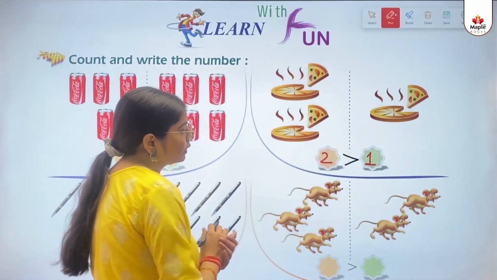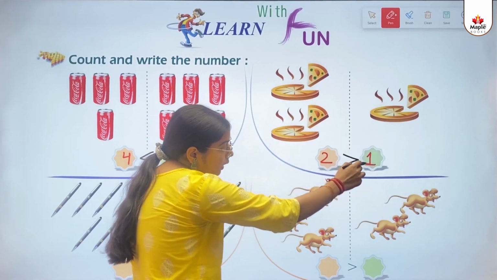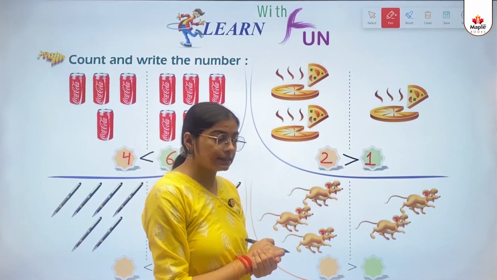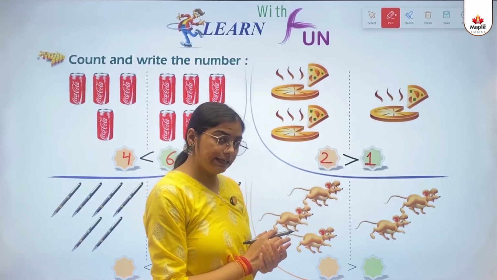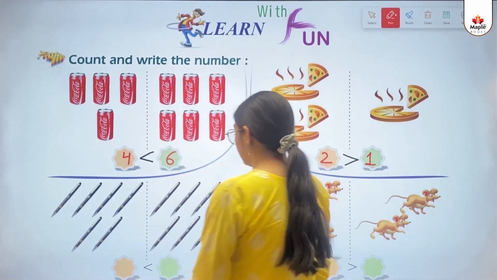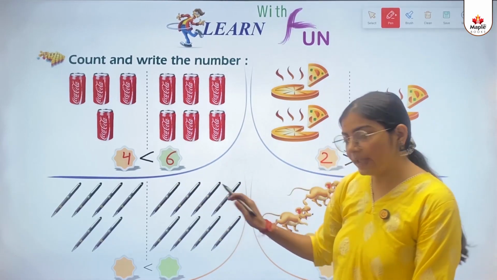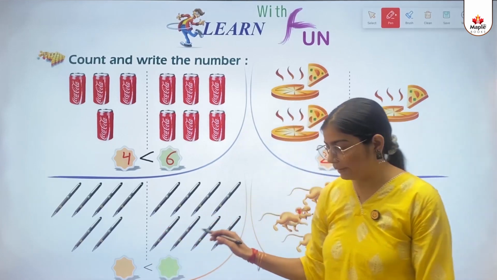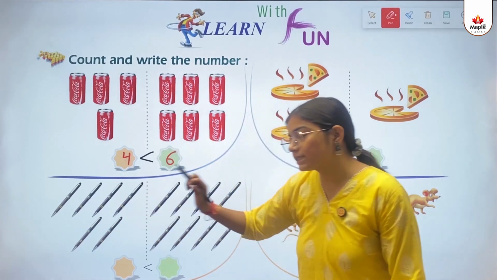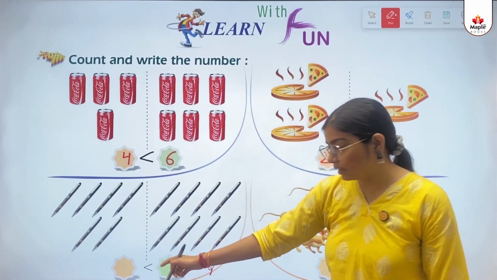Similarly, in this part, you can see 2 lies with the open side of the symbol and 1 lies with the closed side of the symbol. So, in this case also we can say 2 is greater than 1 and 1 is less than 2. Got it? Then, in this part, you can see pens here. So, we will count side by side. 1, 2, 3, 4, 5, 6. In the first side, there are 6 pens. So, we will write here 6.